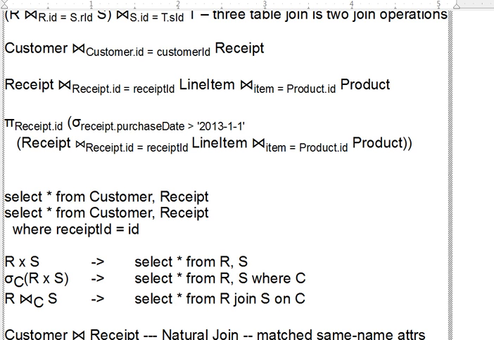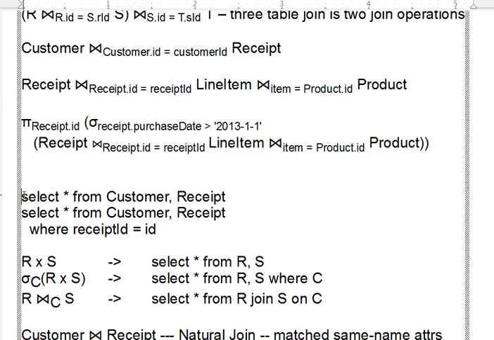So question 4, just as a reminder of comma-separated syntax, try writing the two SQL statements right here, the two selects, without using bow tie operators. So select star from customer and receipt, and select star from customer and receipt where receipt ID equals ID. And the answer is pretty direct here.